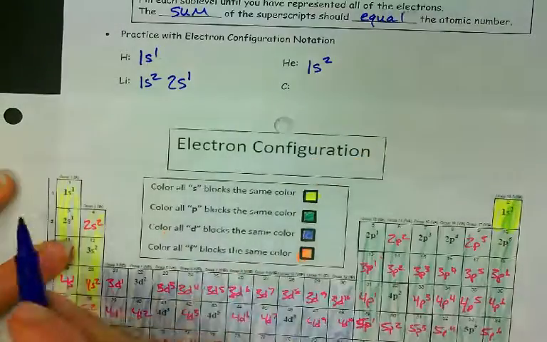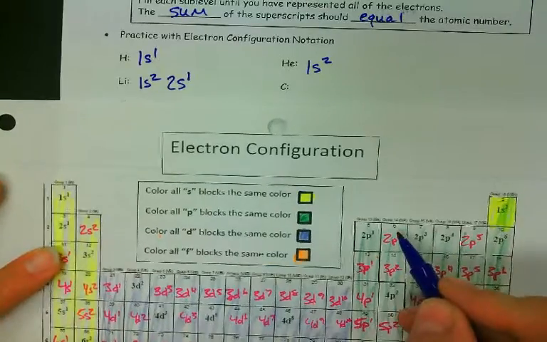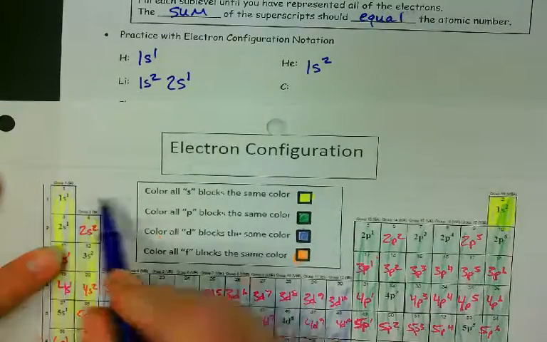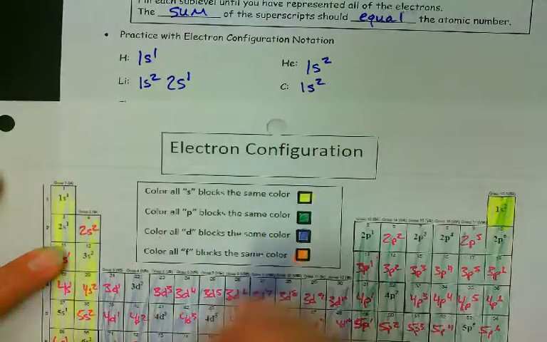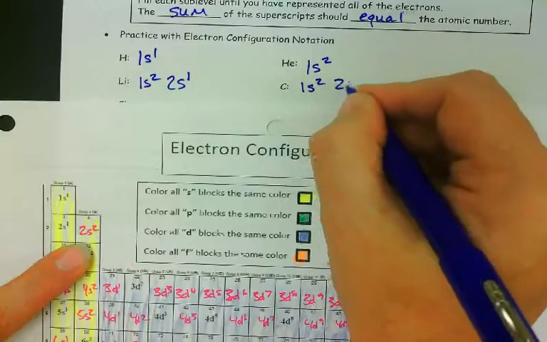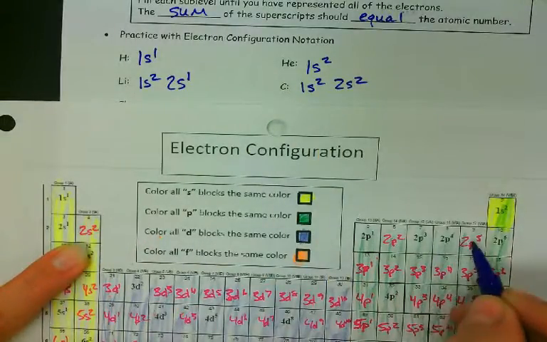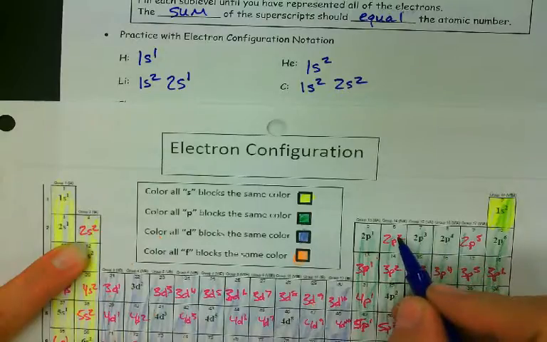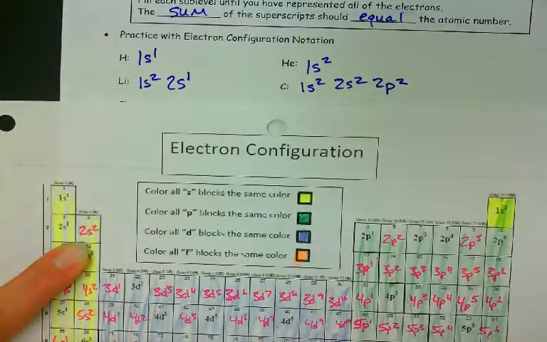Okay? So on carbon, we look at what number it is. It's number 6 on your periodic table. So we got to get all the way over here. So start at the beginning again. The end of the block, I write it down. 1s2. Go to the next block. 2s2. Go to the next part. And we're stopping at number 6, right, for carbon. So it's 2p2.